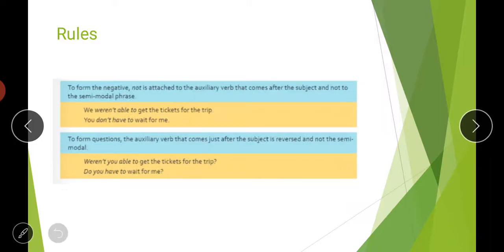Then next is to form the negatives. Not is attached to the auxiliary verb that comes after the subject and not to the semi-modal phrase.